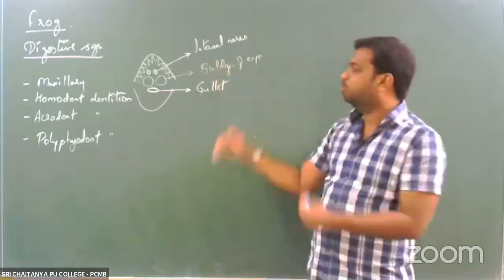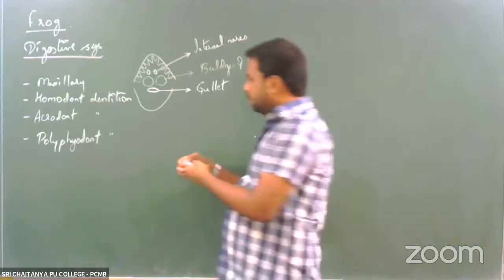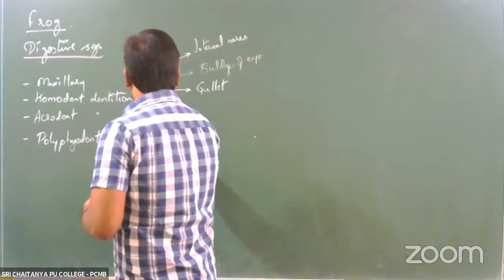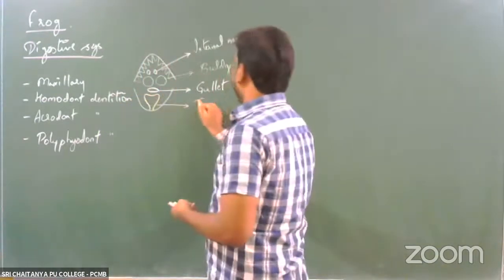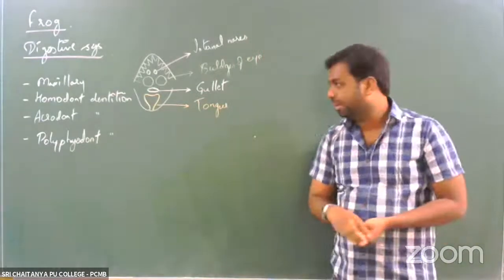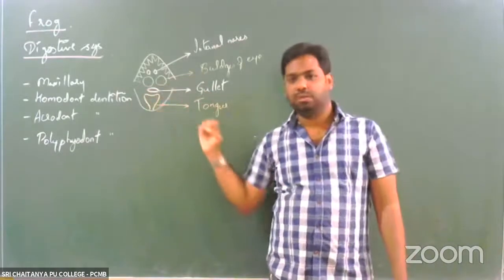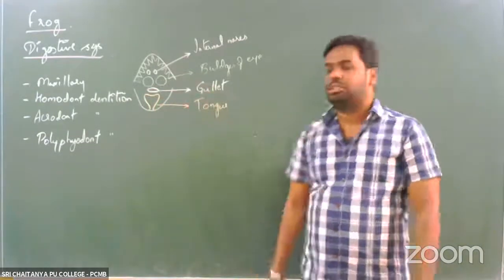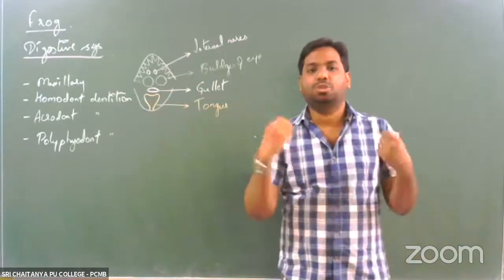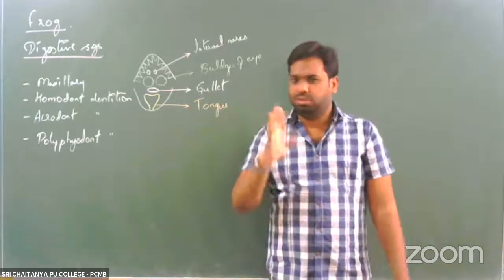Now, towards the posterior end, there is one large muscular structure present, and that large muscular structure is called the tongue. So the tongue is present towards the posterior end, and it is a large muscular structure. Now, one characteristic feature of the tongue in these organisms is that it is attached towards the anterior side, and the posterior side of the tongue is free. This you need to remember.